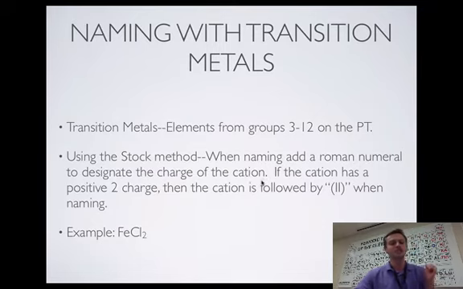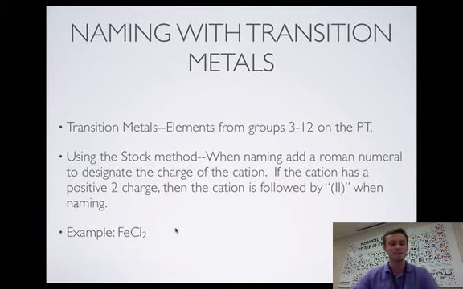Okay, so our transition metals, they don't always have the same charge. They're always positively charged because they're metals, but they don't always have the same charge. Some might be +2, +1, +3. And so we need to make sure that we're designating that whenever we write it, but this is only for transition metals. Only for transition metals. Okay? If the cation has a +2 charge, for example, then the cation is followed by 2 in Roman numerals.